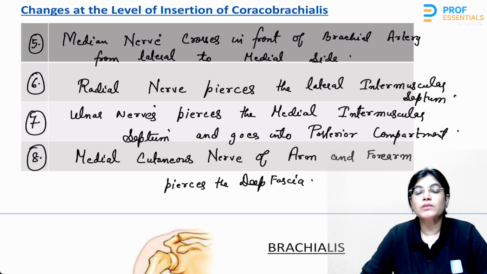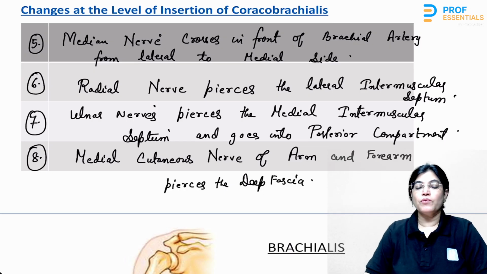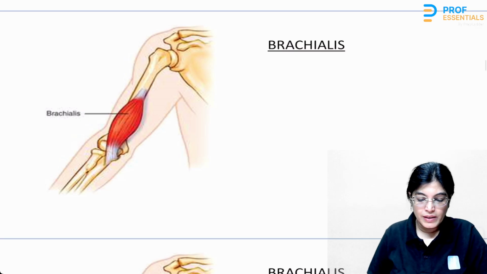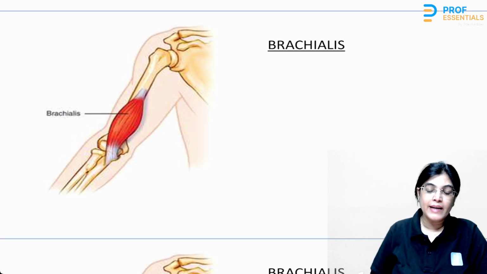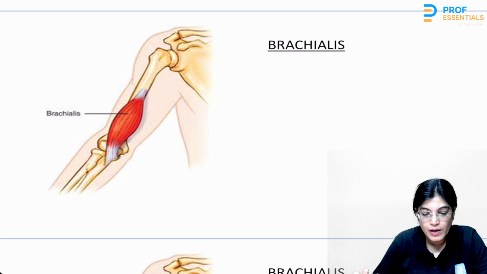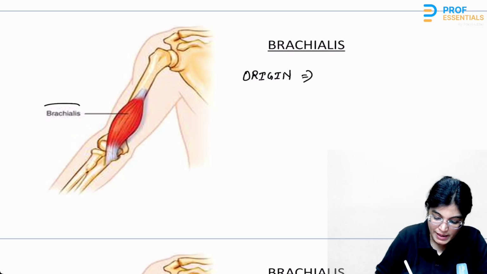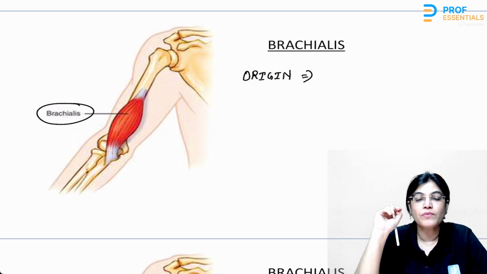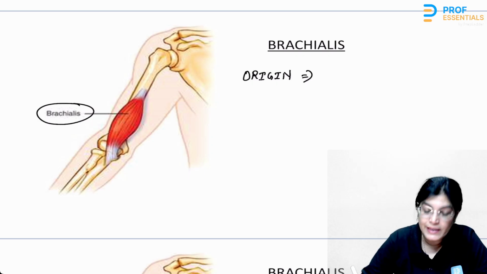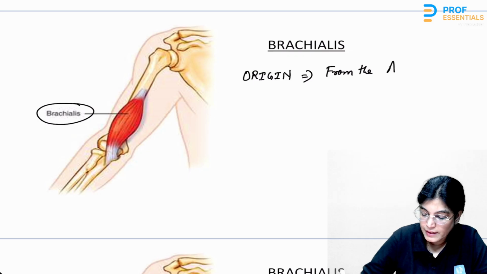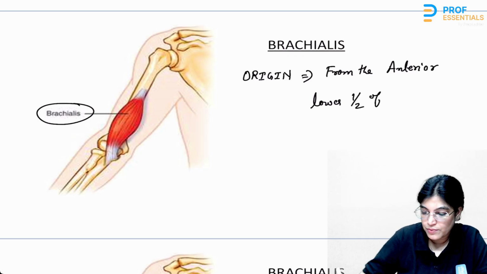Now, let's talk about the third muscle of the anterior compartment of the arm, which is the brachialis muscle. Let's see this bulky muscle. It is present in the lower anterior aspect of the humerus bone, on the lower half of the shaft, as you can see here. Let's talk about its origin. It originates from the anterior lower half of the shaft of the humerus bone.